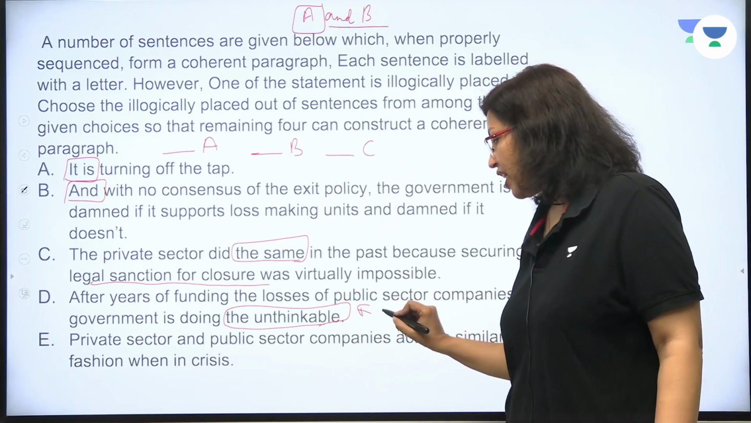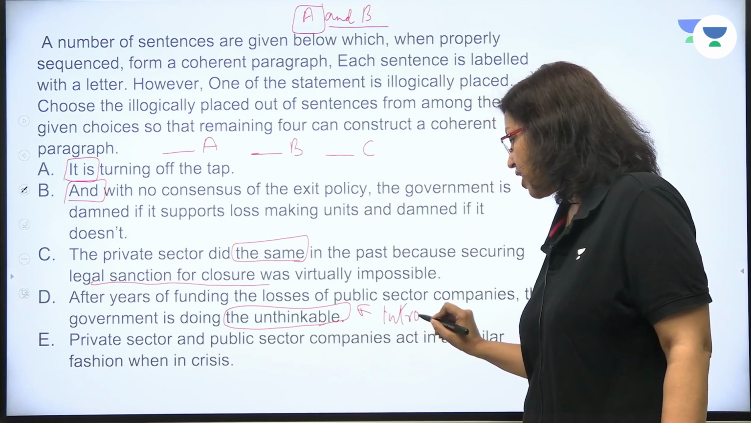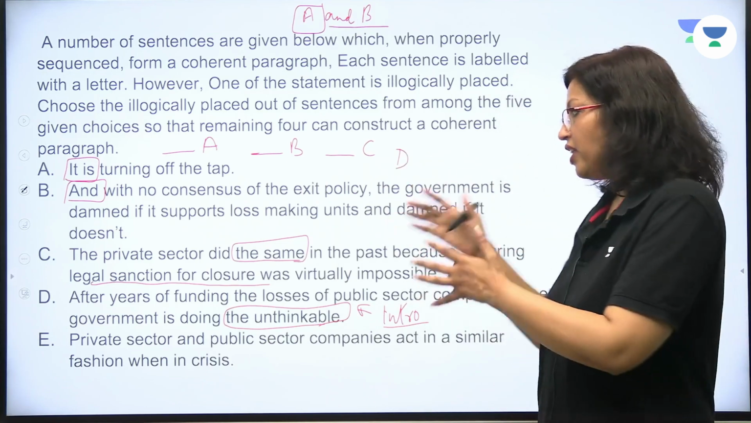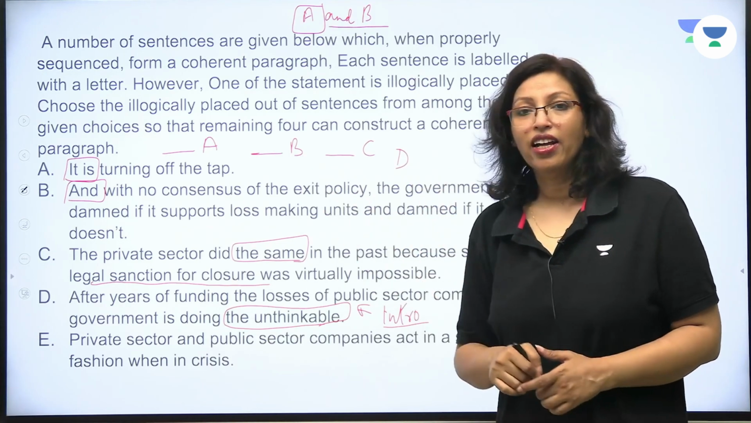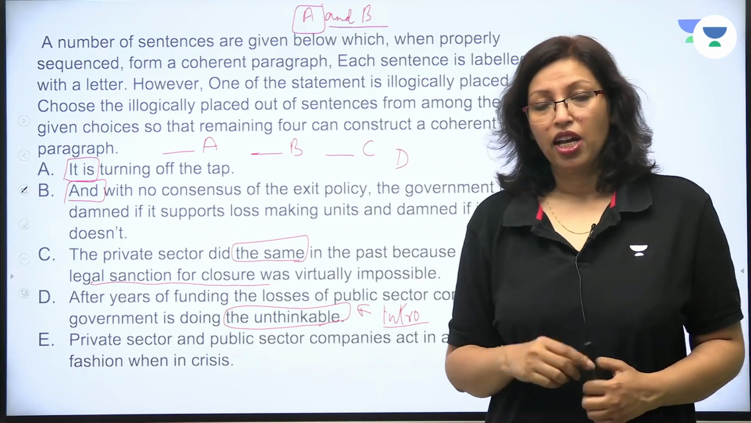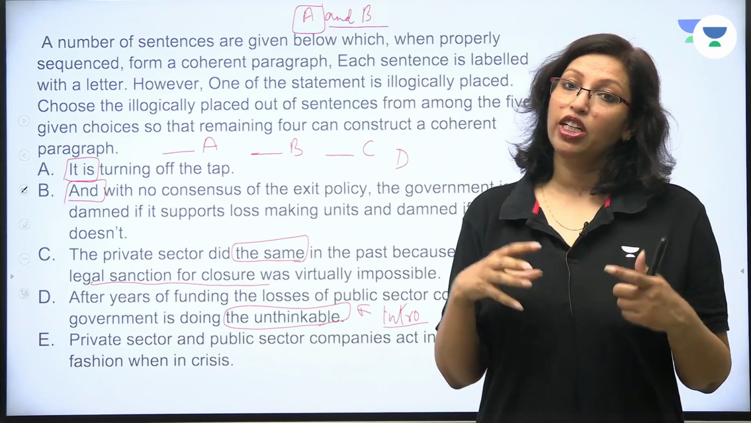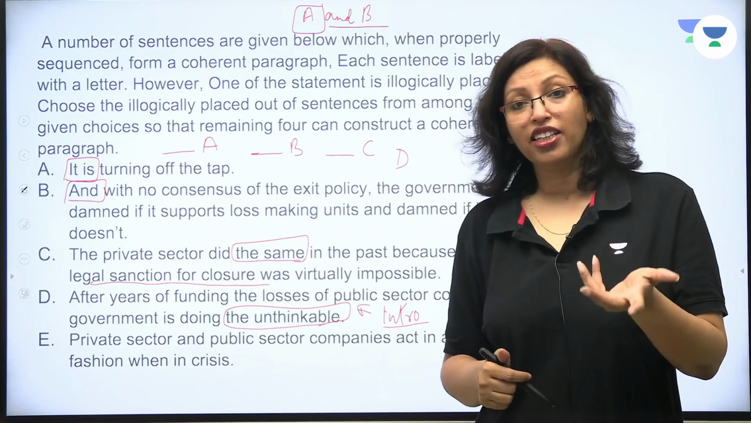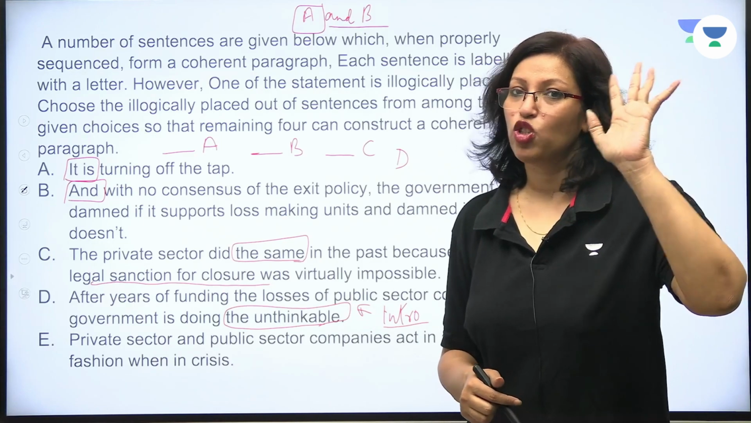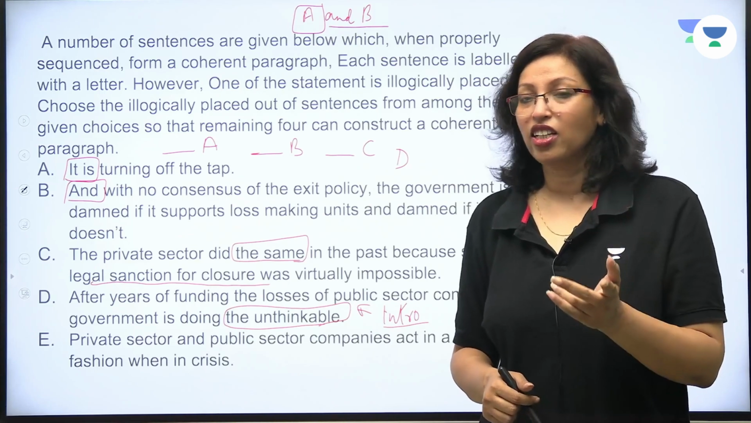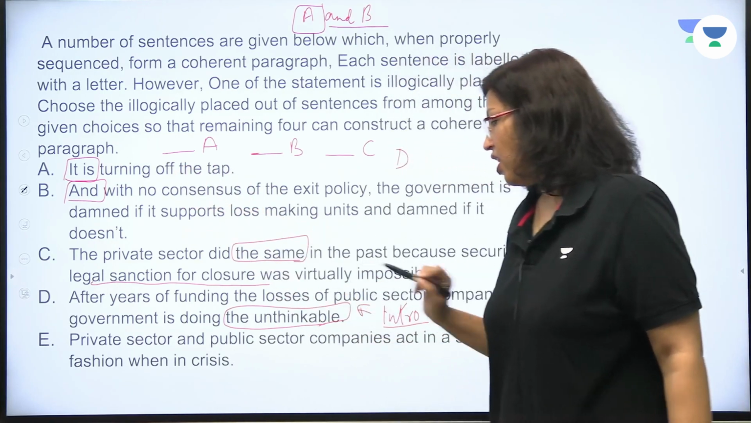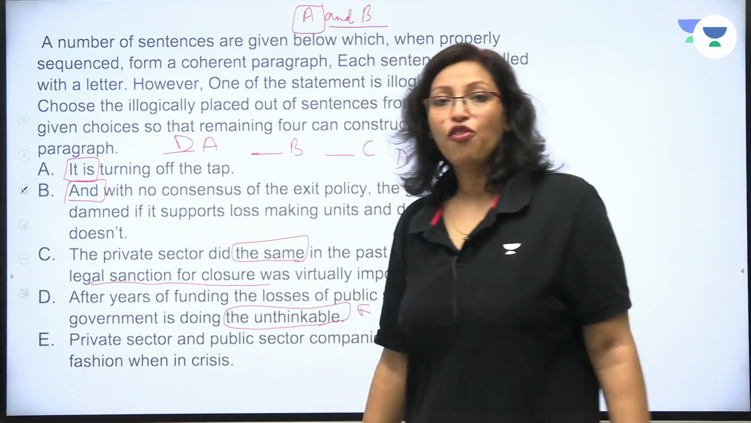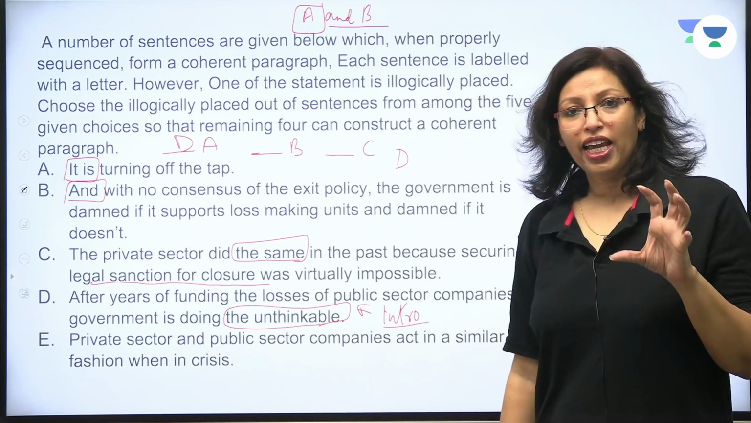So probably I feel that D should be an introductory statement. Okay. So probably this set should start with D and then the other sentences will come. Now if you look at A, it says it is turning off the tap. Now here are two beautiful clues. The government is doing the unthinkable. It is turning off the tap. Now what is this unthinkable? Turning off the tap. Stopping doing whatever it was. That's the unthinkable thing. And the it of course is the government that we are talking of. So I know that D and A now form a pair for me. So D, A now becomes a pair.